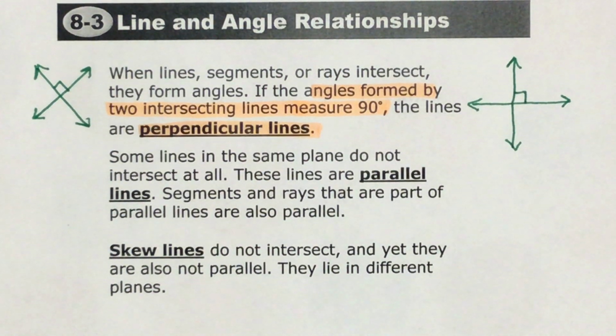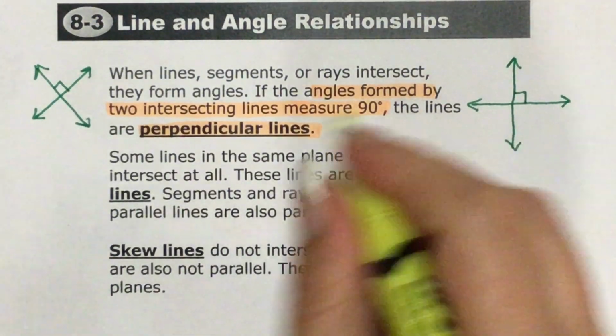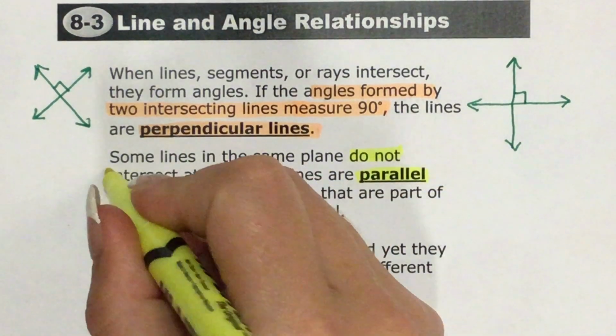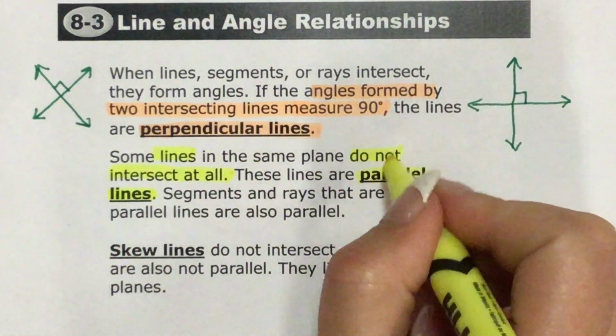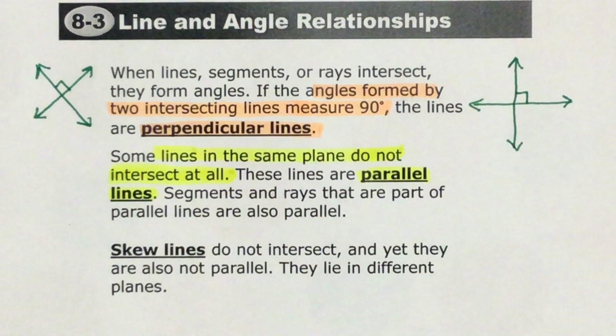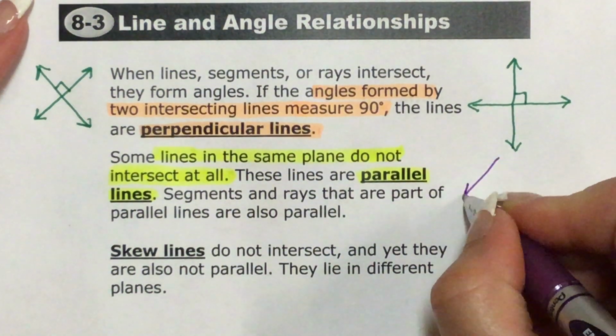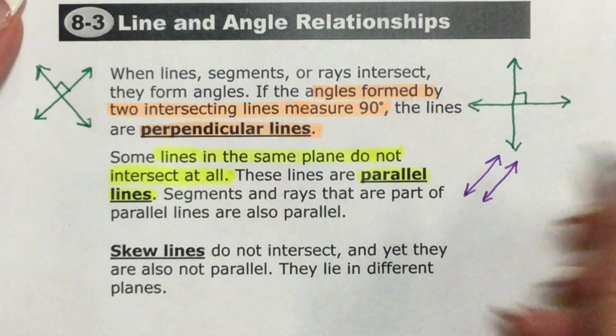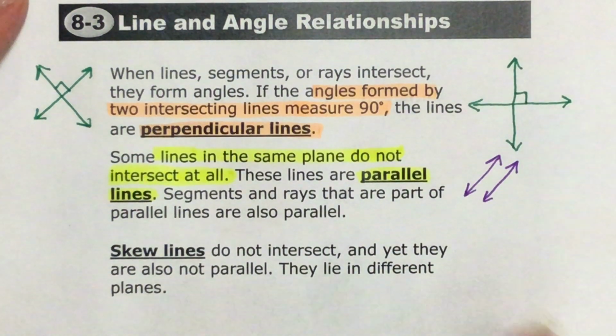Some lines in the same plane do not intersect at all. These lines are called parallel lines. So parallel lines are lines that do not intersect at all. Lines in the same plane that do not intersect at all are called parallel lines. Now parallel lines would look something like this. Here's a line, here's another line, and they don't cross, okay? They just keep going on right next to each other, parallel.